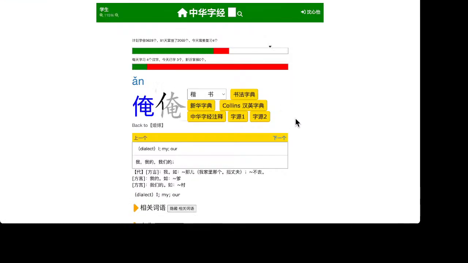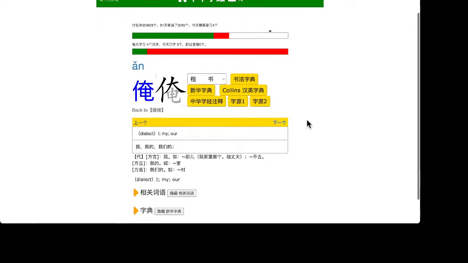Next one, 俺. Okay, so 俺 means I, my, our, or we. But this one is a dialect. In some parts of China, they use this character instead of 吾 or 我. Okay, so this is 俺.